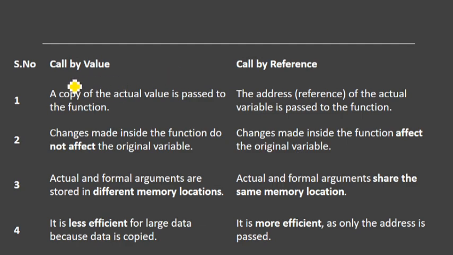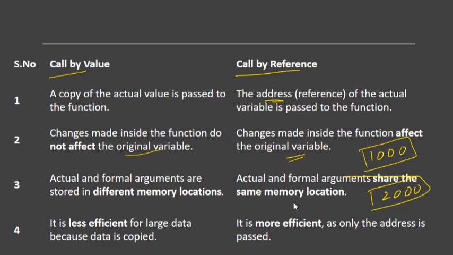What is the difference between call by reference and call by value? In call by value, a copy of the actual value is passed to the function. In call by reference, only the address is passed. In call by value, changes made inside the function do not affect the original data, as I already discussed. In call by reference, changes made inside the function affect the original variable, because we are changing through the addresses. In call by value, actual and formal arguments are stored in different memory locations. In call by reference, they share the same memory location, because location 1000 and location 2000 are passed here. By using the same addresses, I have executed the swapping operation.